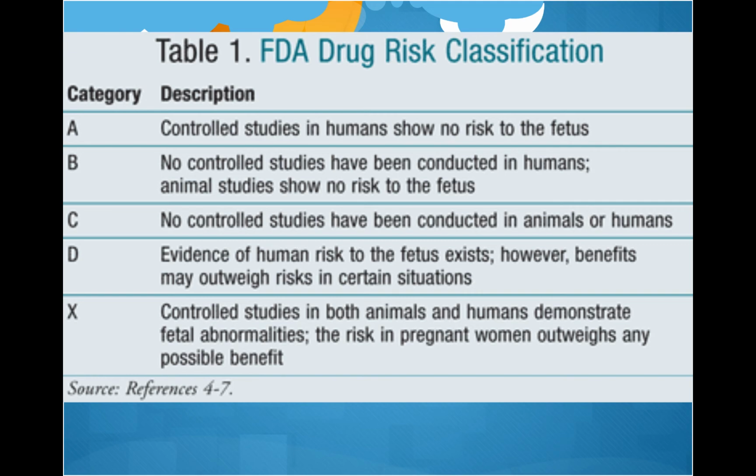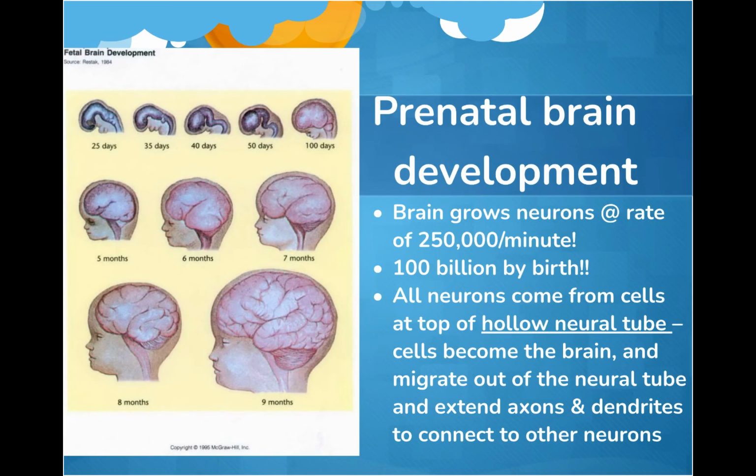During the prenatal period, brain development is really, really incredible. The brain is growing neurons at the rate of 250,000 a minute, so that by the time a child is born, they have 100 billion neurons. And all neurons are coming from cells at the top of what's called the hollow neural tube. These cells eventually become the brain, migrate out of this neural tube, and extend axons and dendrites to connect to other neurons, and this is where we have the development of the brain and the central nervous system.